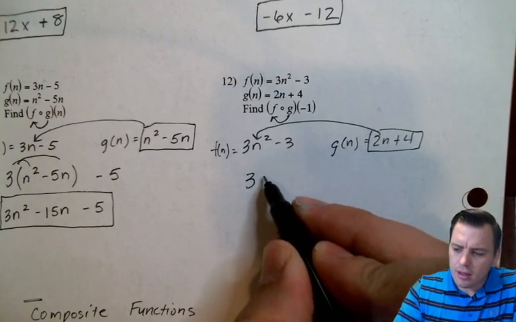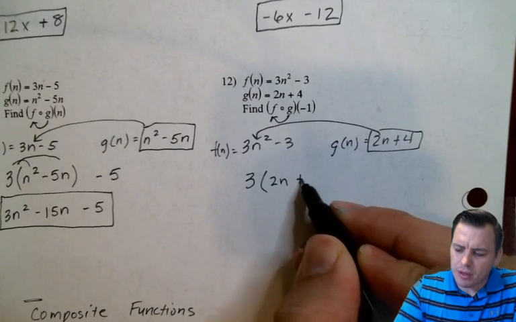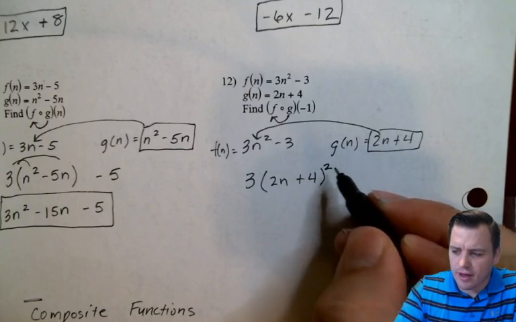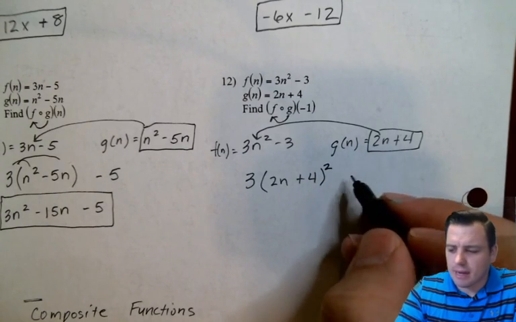3 times 2n plus 4. But now notice that n had a squared on it, so we're going to have to square that. And then minus 3.